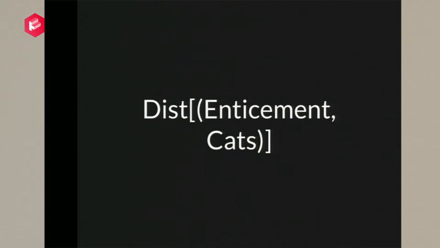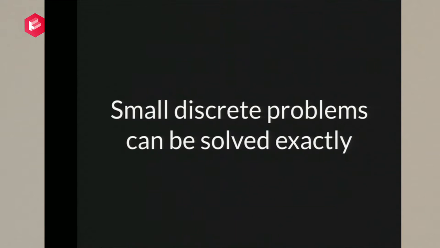If we had some kind of distribution over enticement and cats, then we could basically read this off. We could enumerate all the different possibilities. You could think of how you might solve this on paper. You'd probably have some kind of decision tree, enumerate the possibilities, and then do a little bit of arithmetic to work out the probability of interest. So for a small discrete problem, we can solve this exactly, and let me show you an example of how we would do so.